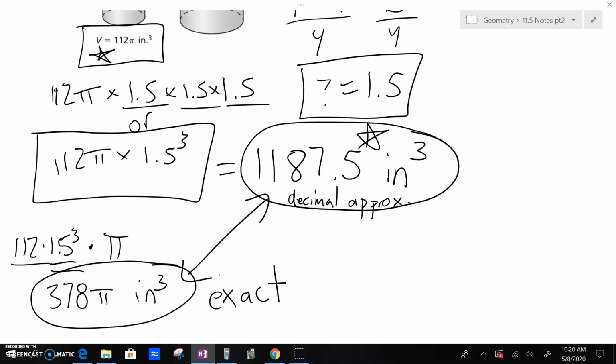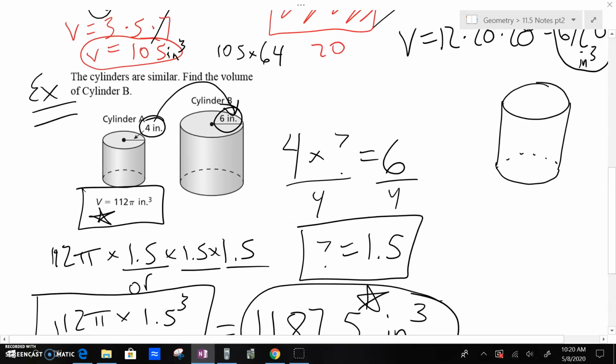But on this one, what they don't want you to do is go and try to figure out what the other dimensions are. You don't need to. Once you've got that multiplier, you just say, okay, to get from one little volume to the big volume, you're going to multiply by it 3 times. And that's the idea of similarity within solid shapes.